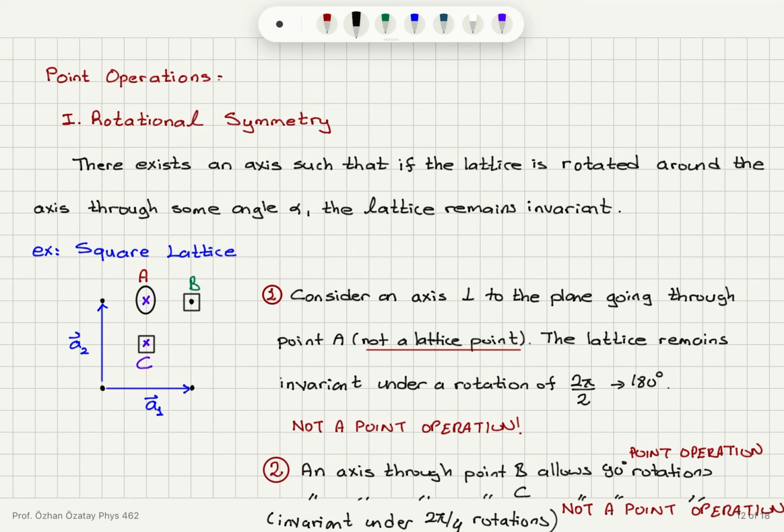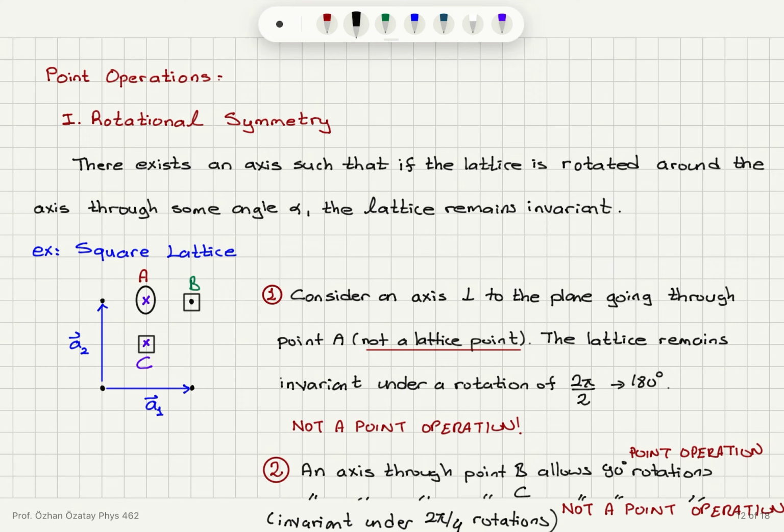So when we have this perpendicular axis, or perpendicular plane, that goes through point A, which is not a lattice point, the lattice remains invariant under a rotation of 180 degrees. We note that that is 2 pi divided by 2. So that's not a point operation.